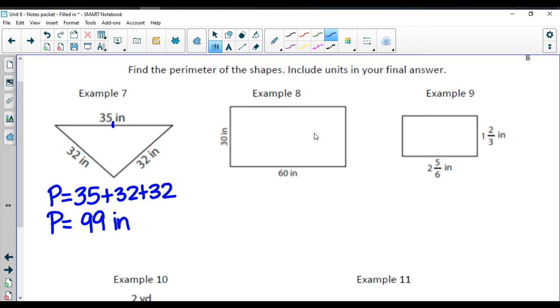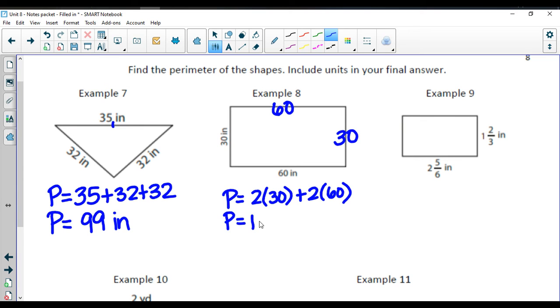In this example 8, we have a rectangle here. Something you need to know about rectangles is that the lengths and the widths are going to be equal to each other on both sides. So as a quick little shortcut, we could do 2 times 30 plus 2 times 60, and that is going to give me 60 plus 120, which is going to be 180, and my units are inches for this one.